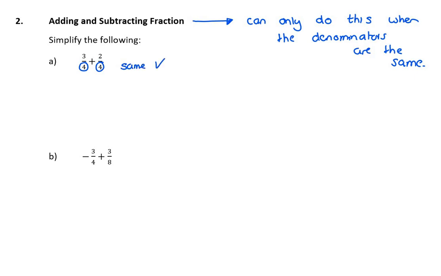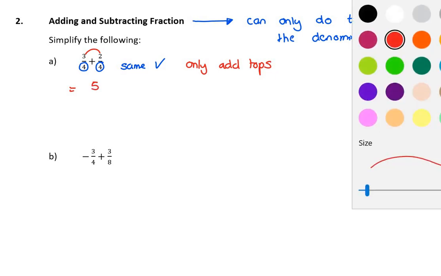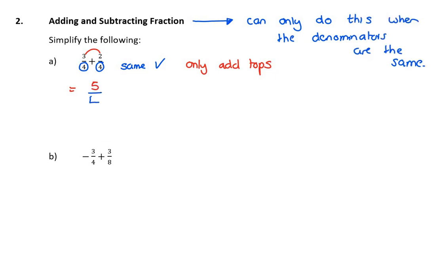Now don't forget that when you add fractions, you only add the tops. So only add the numerators. I'm just going to say the tops because we don't need fancy language here. So 3 plus 2 is 5. But you keep the denominator the same. So this is 5 over 4.